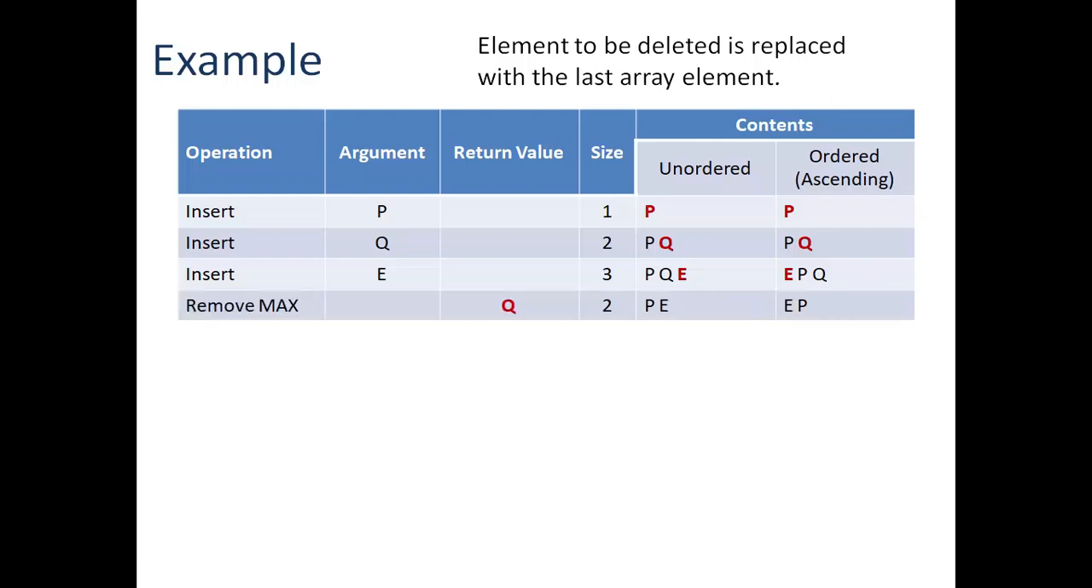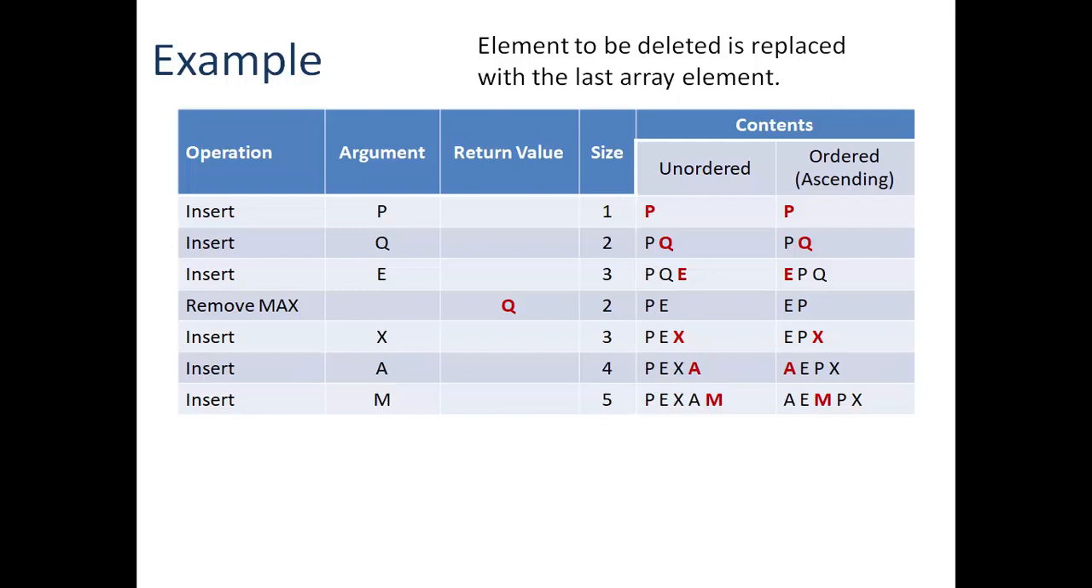Next, we have removed the maximum element in the queue. Now, in case of ordered version, the last element will be deleted directly. But in case of unordered version, one has to first search for the maximum element and then the maximum element has to be deleted by replacing it with the last element in the queue.